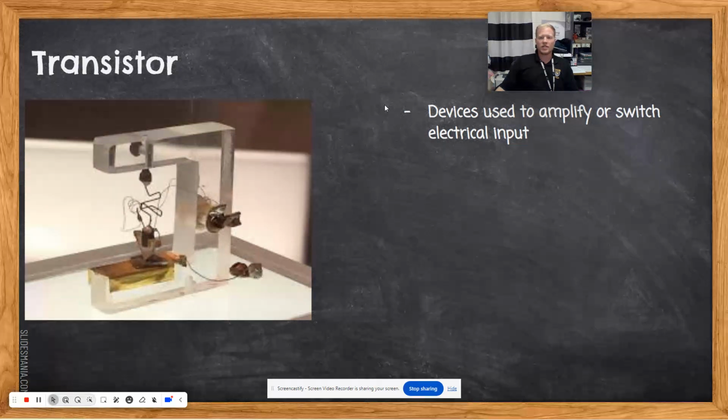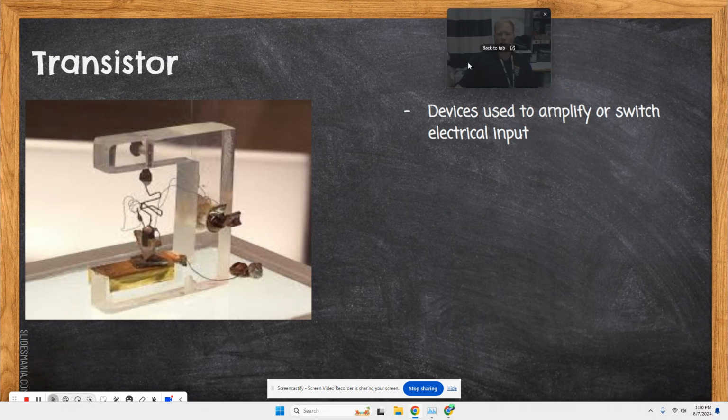So, transistors, when we're talking about Moore's law, is that the number of transistors are going to double on a circuit every 2 years. So what is a transistor? It is a device that is used to amplify or switch electrical output.